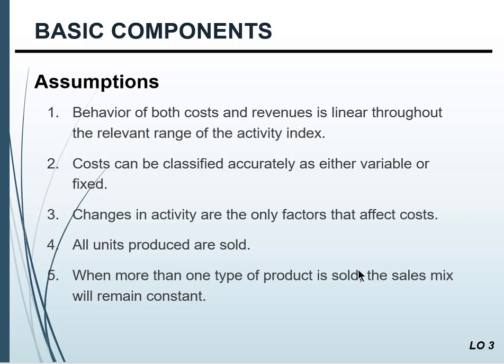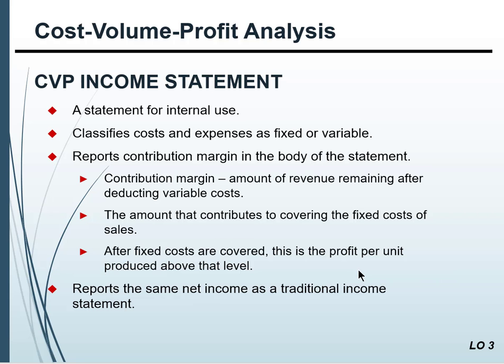Of course, we can accurately classify costs. The change in activity is the only thing that affects costs. All the units we produce, we're going to sell. And whether we have one type of product or more than one type of product, whatever the mix is, for right now we're going to assume we're going to keep that the same. So we're not going to change anything today about what we sell and when we sell it.